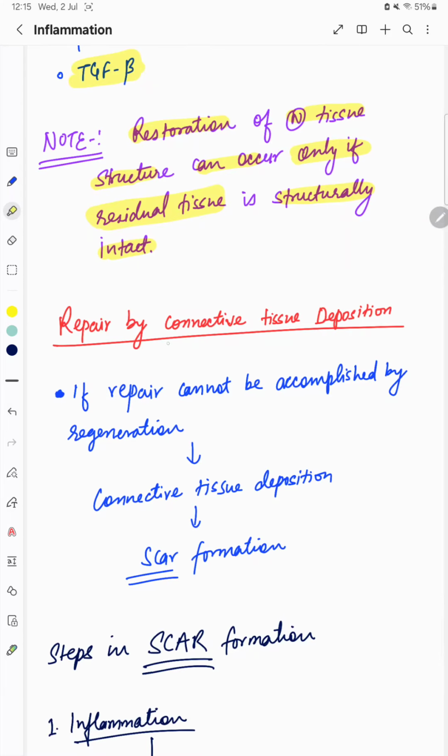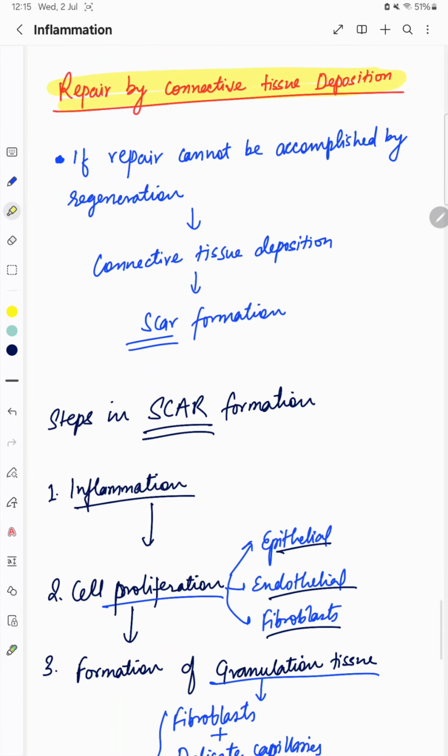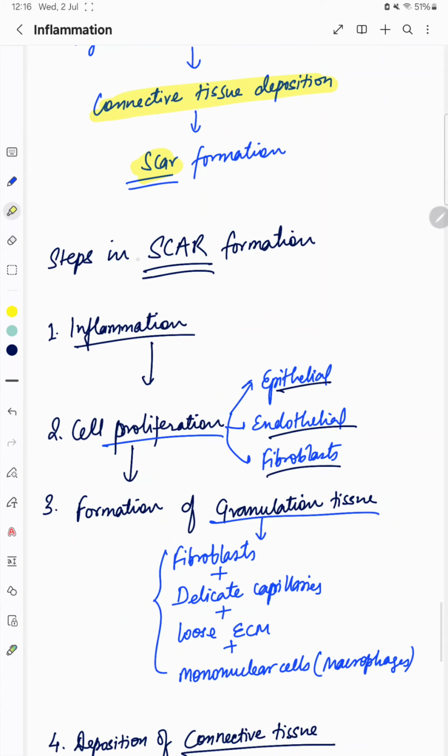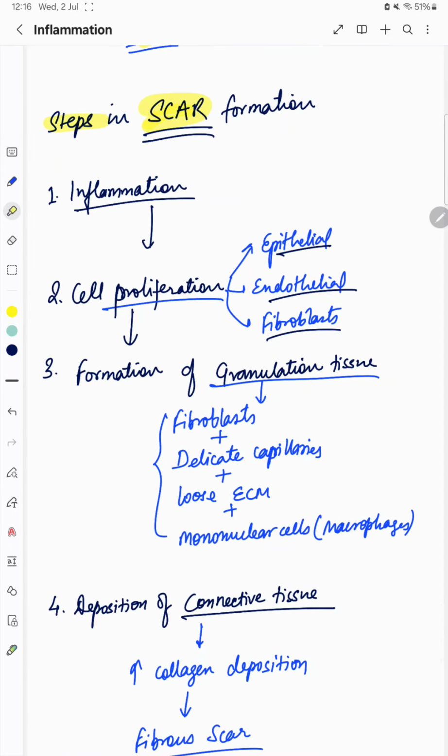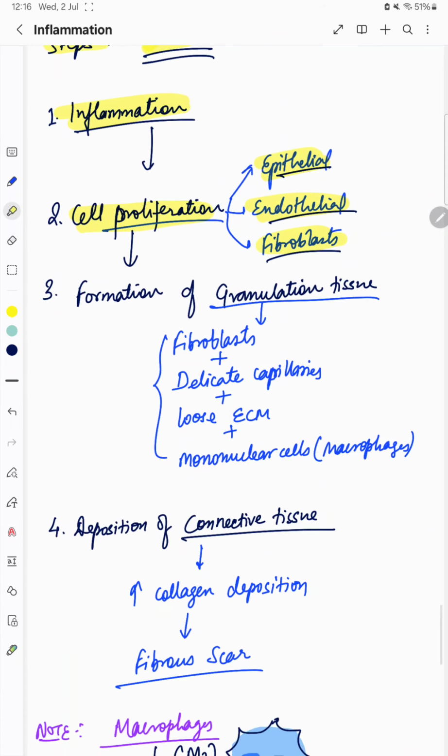Now we will see repair by connective tissue deposition. If repair cannot be accomplished by regeneration, then what happens? Connective tissue deposition will occur and there will be scar formation, which provides structural stability. Now we will discuss the steps involved in scar formation. First of all, there will be injury along with inflammation, which results in epithelial cell proliferation, endothelial cell proliferation, and fibroblast proliferation by various cytokines and growth factors.